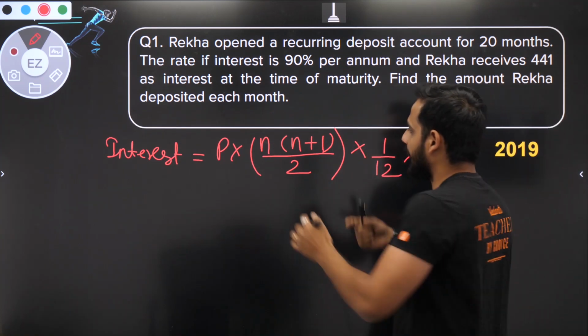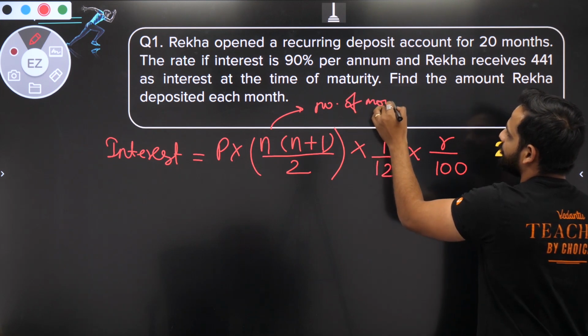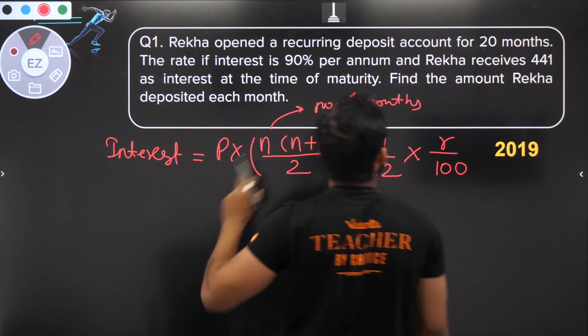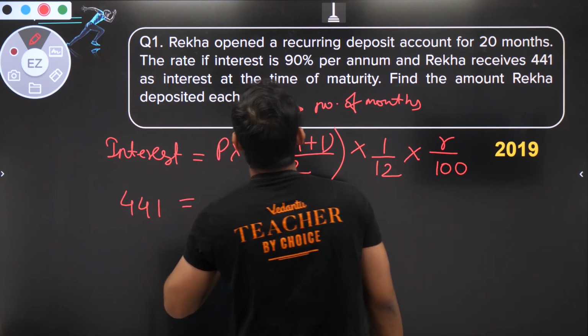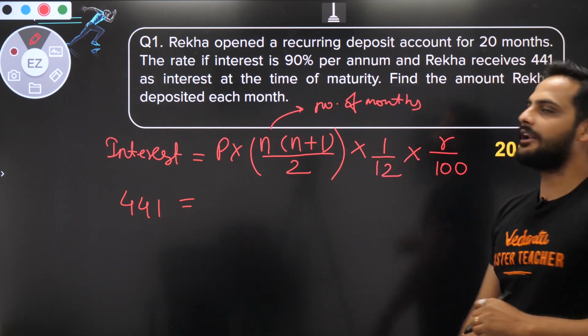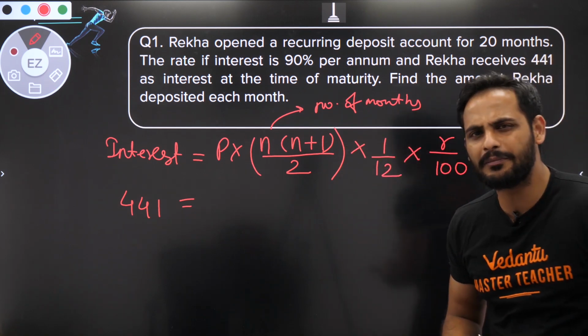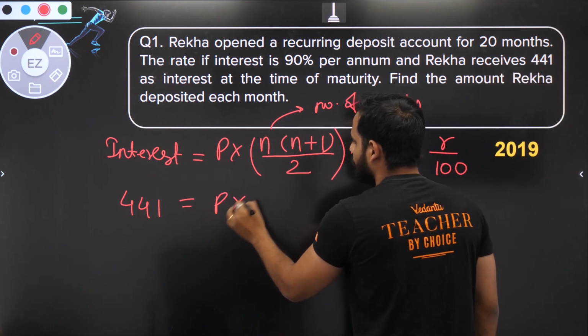Now see, n is what, bacho? Number of months, as simple as that. They have told us that the interest is 441. What we need to find out is the amount Rekha deposited each month. What is the amount deposited each month? It is the principal amount. So P we don't know, into.